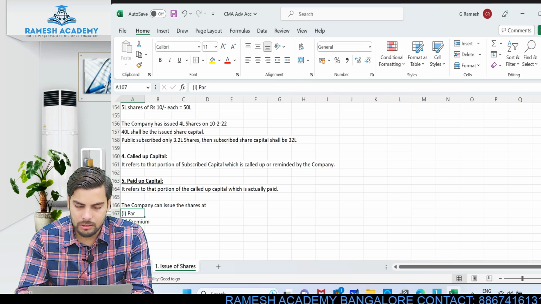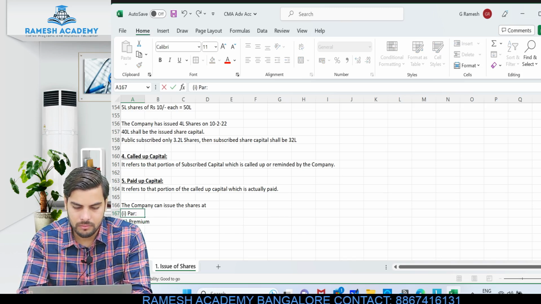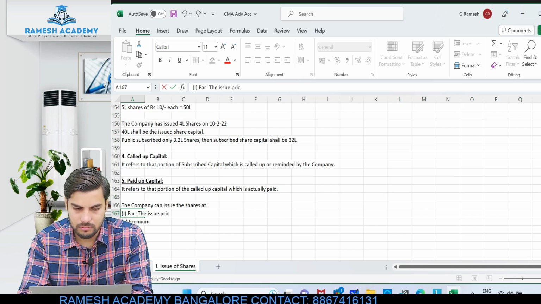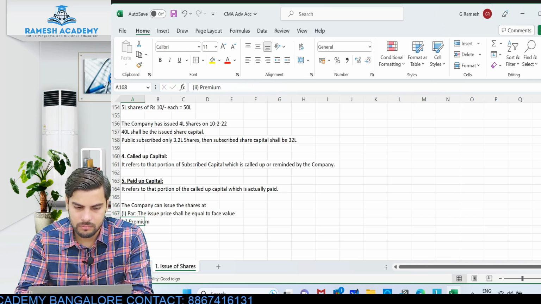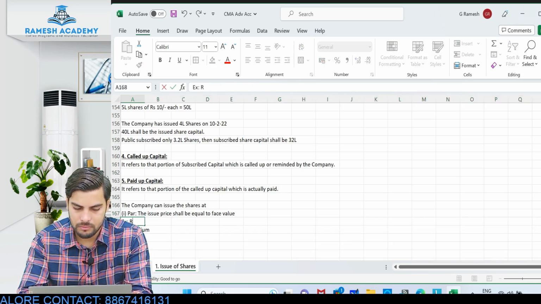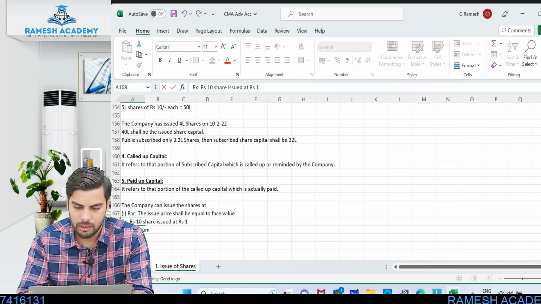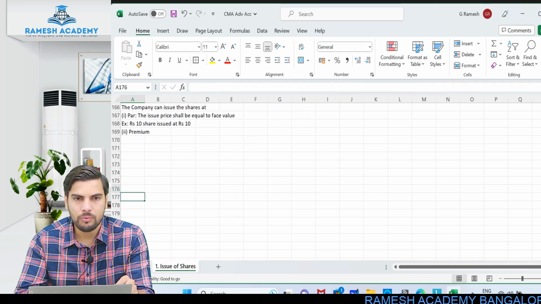So what is a par? Par is the situation wherein the issue price shall be equal to face value. Okay, so an example for this would be a 10 rupee share issued at 10 rupees only. If I'm issuing a 10 rupee share at 10 rupees, that would be treated as par.